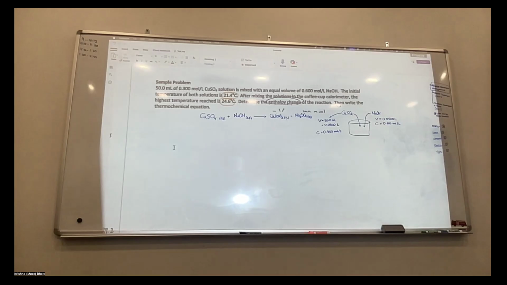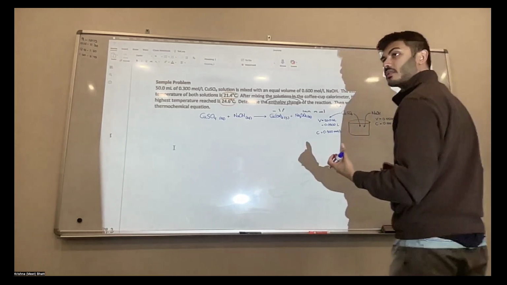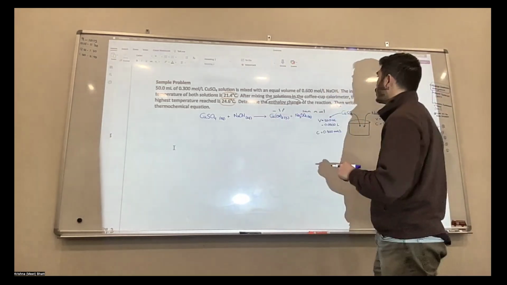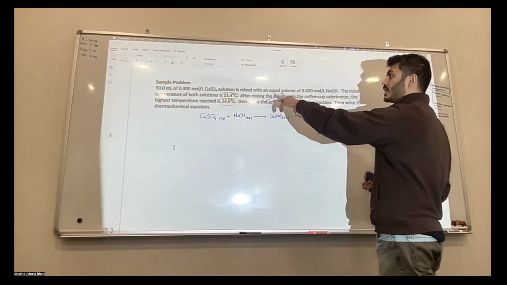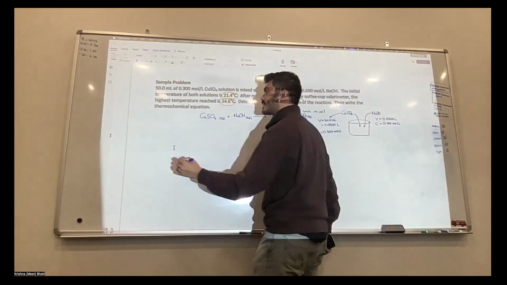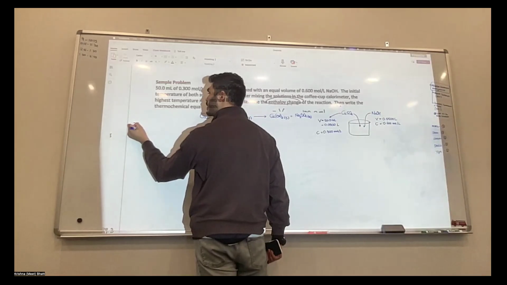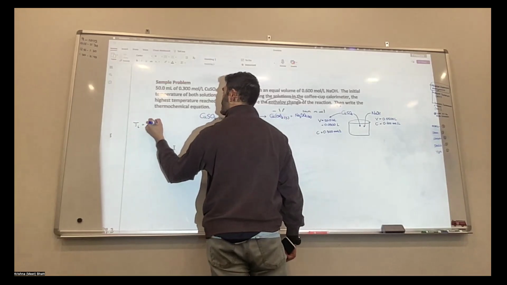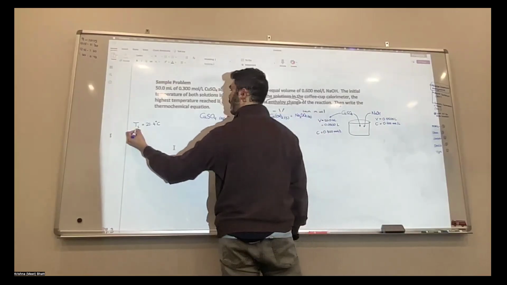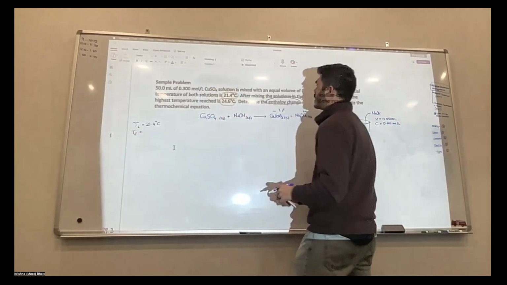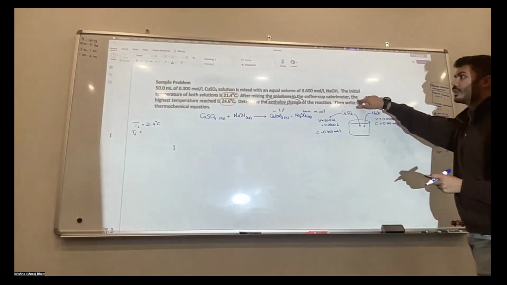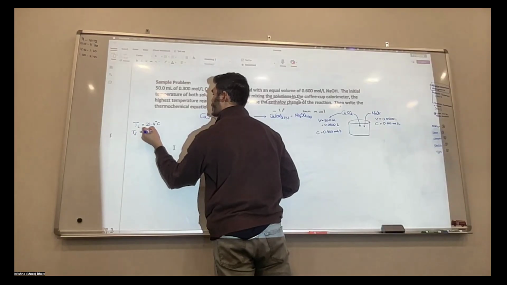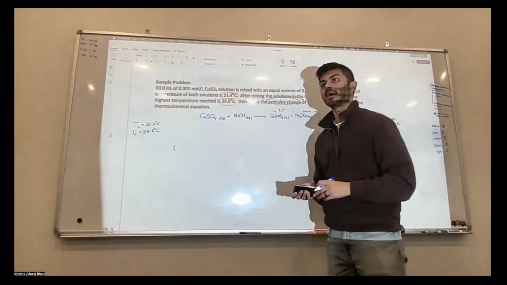Now, this stuff is happening inside a calorimeter. So this is essentially the reaction that we have. What else are we given? The initial temperature of both solutions is 21.4 degrees Celsius. We're given the T I, which is 21.4 degrees Celsius. We're given the TF as well. After mixing the solutions in a coffee cup calorimeter, the highest temperature reached is 24.6 degrees Celsius.